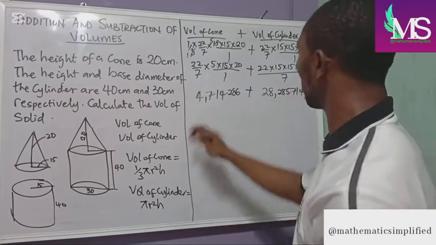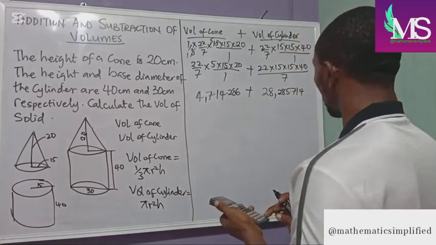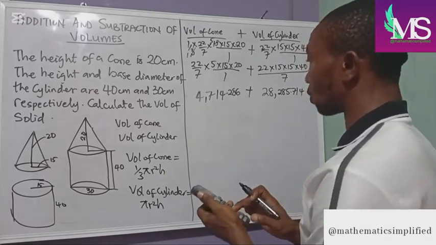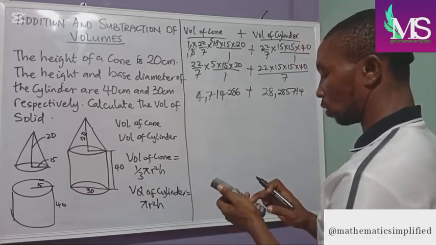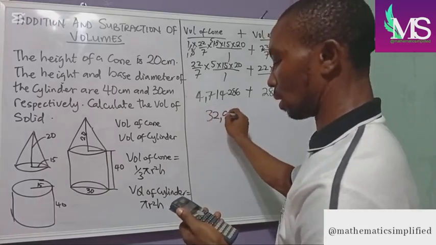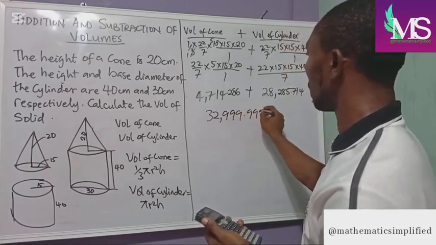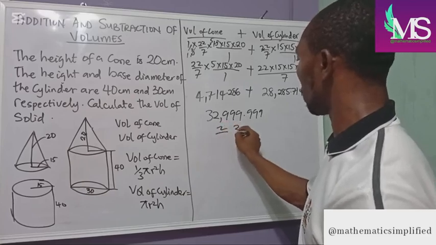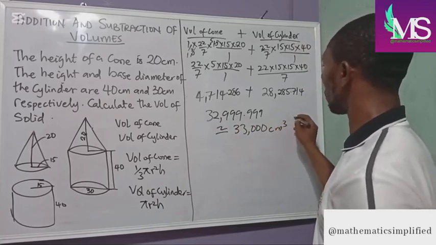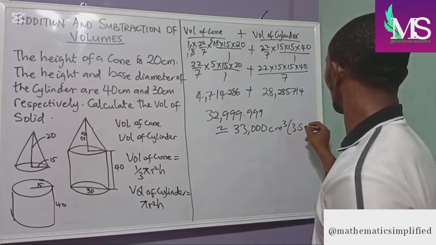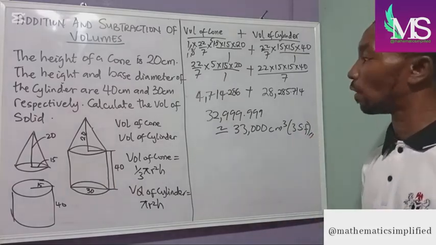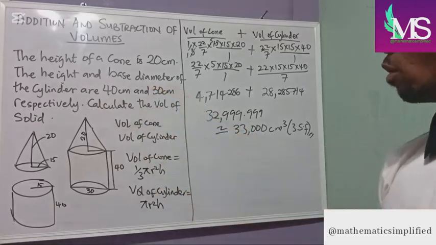28,285.714. Now, if we add these two together, we have 28,285.714 plus 4,714.285. We are having it as 32,999.999. Now, approximately 33,000 cm cube. That's to three significant figures. Okay, so that will be our volume for the composite solid.